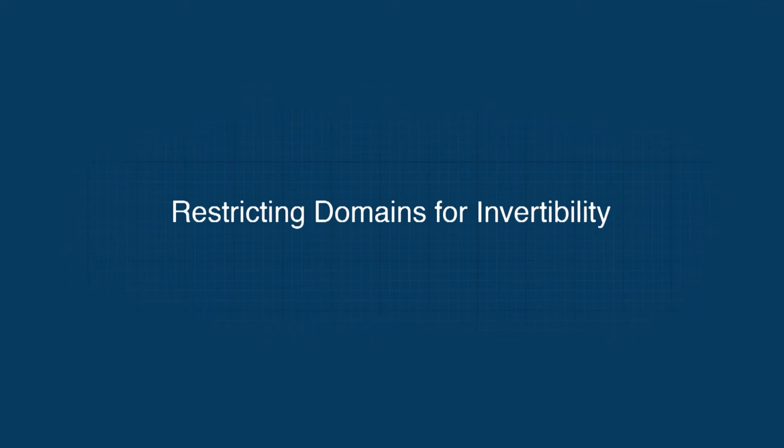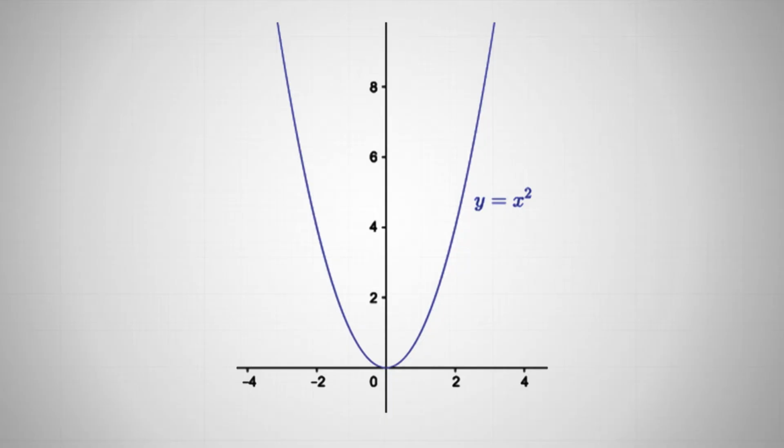Restricting domains for invertibility. In an example above, we have seen that f(x) equals x squared is not invertible as its graph fails the horizontal line test. We are now going to show that two invertible functions can be made out of f(x) equals x squared if we partition the domain into two intervals, so that the piece of the function defined on each interval in the partition is invertible.